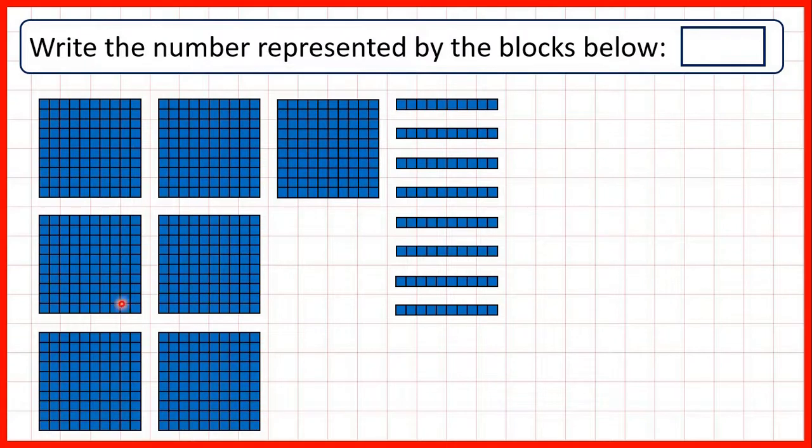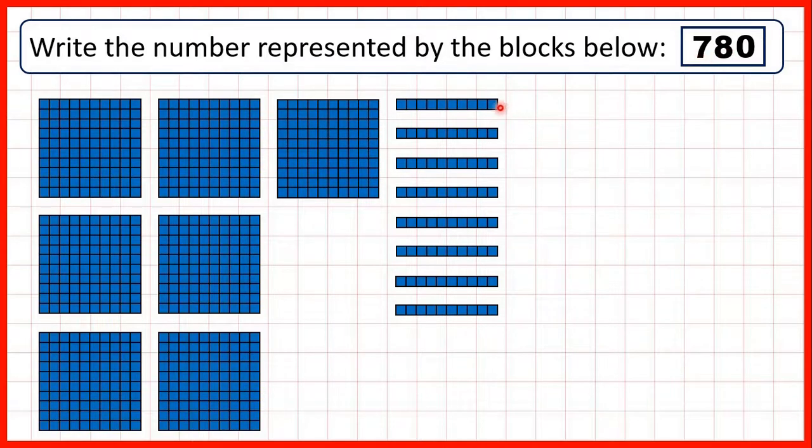Now here we can see that we have 7 hundreds, so that's 7 as our hundreds digit. We have 8 tens, so we can write 8 as our tens digit. But here we don't have any ones, and it's really important that we write a 0 as our ones digit to show that we don't have any ones. That way we've written the number 780.